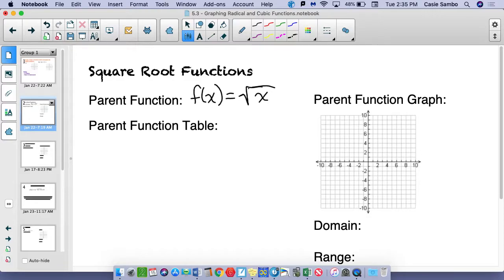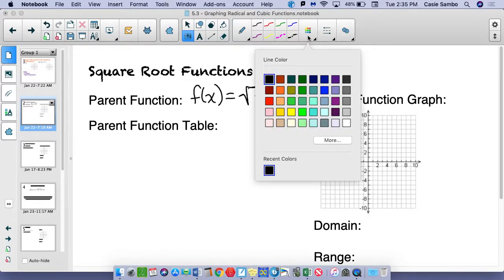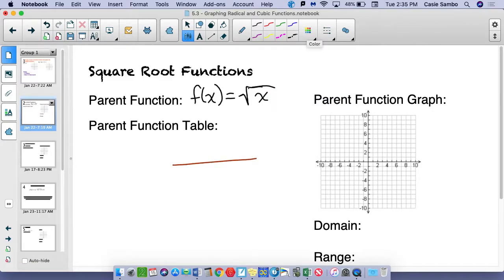We also have already talked about the parent function table. And when we talked about it in chapter 1, we talked about using x values that were convenient. So we're only going to use x values that are perfect squares. Since it's a square root function, we cannot have a negative x value because we can't take the square root of a negative and still get a real number. So we're going to focus on real numbers.